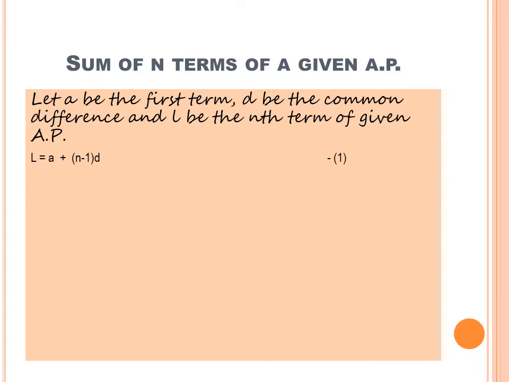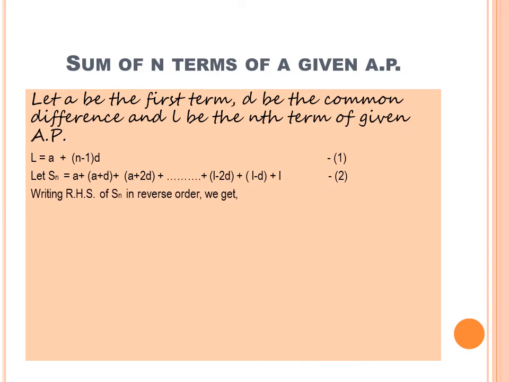l is equal to a plus n minus 1 d. Considering this as equation number 1, let Sn be equal to a plus (a plus d) plus (a plus 2d) and so on, plus (l minus 2d) plus (l minus d) plus l. Call this equation number 2.